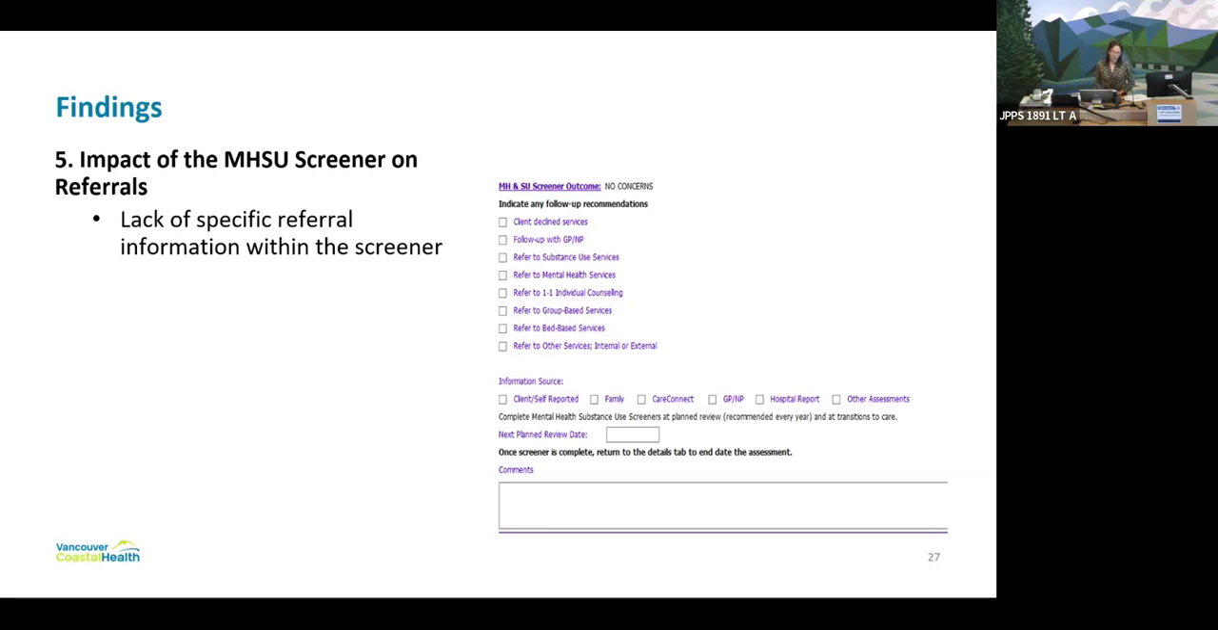The other finding was about the impact of the MHSU screener on referrals. Participants felt that there was a lack of specific referral information within the actual screener. For example, if a clinician ticked refer to mental health or substance use service, there was no actual text box where you can add more context of what that may be.